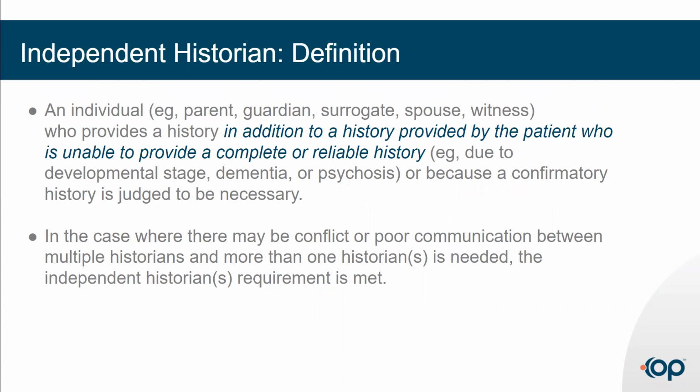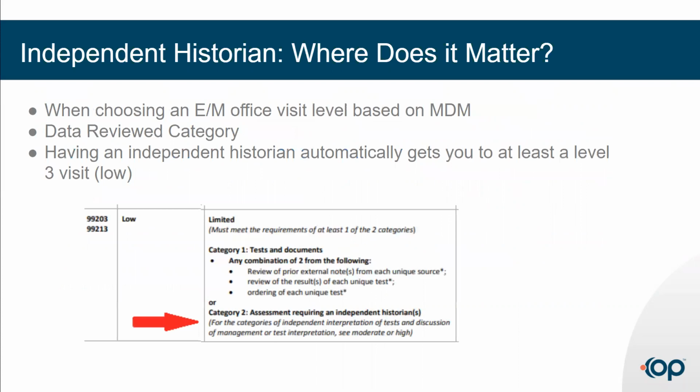In the case where there's multiple historians needed, you can only count this once, meaning the independent historian requirement requires one additional person other than the patient. So where does this matter? Well, it matters when choosing an E&M office visit based on medical decision-making in the data reviewed category. Having an independent historian automatically gets you to at least a level 3 visit, and that's a win for pediatricians.